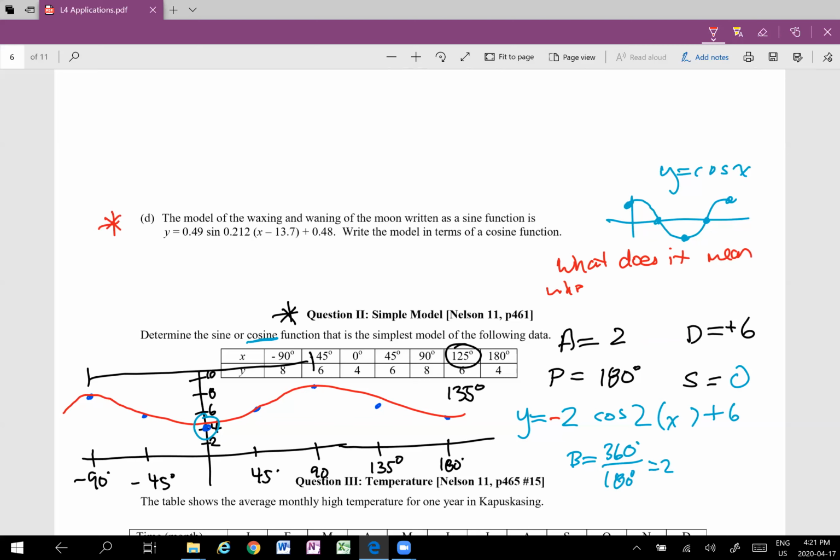when A is negative? And I think you already know the answer. It's a reflection across the x-axis.